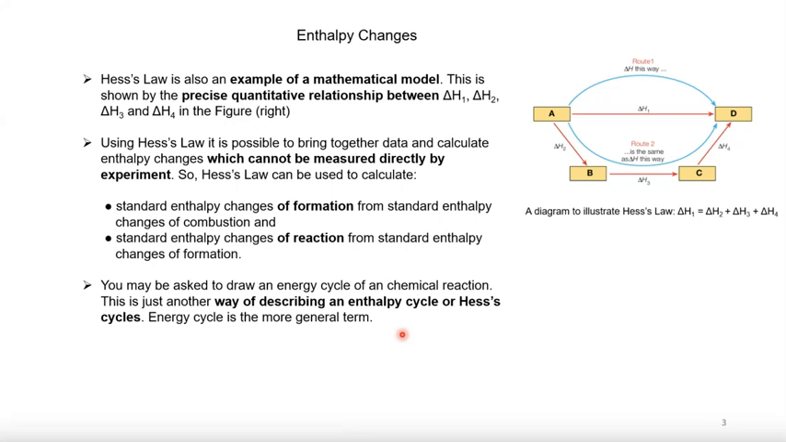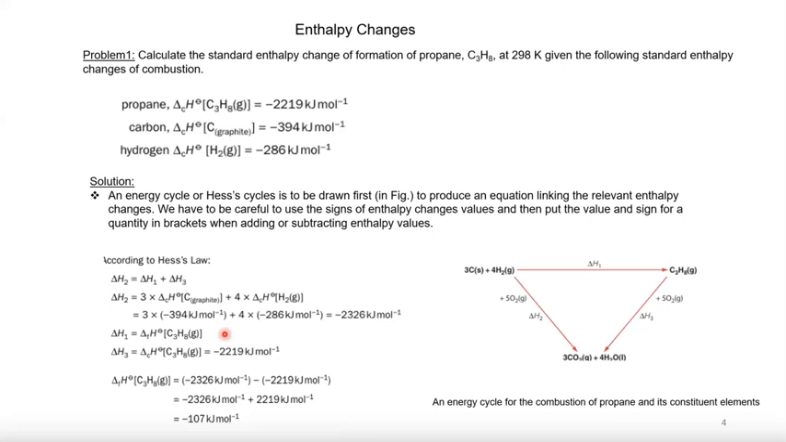Whenever we have an exam question about the enthalpy change of a chemical reaction, we first draw a diagram like Hess's diagram, and then we see what enthalpy changes are given in the question. Accordingly, we use Hess's law and find the enthalpy change. So now I go with an example.